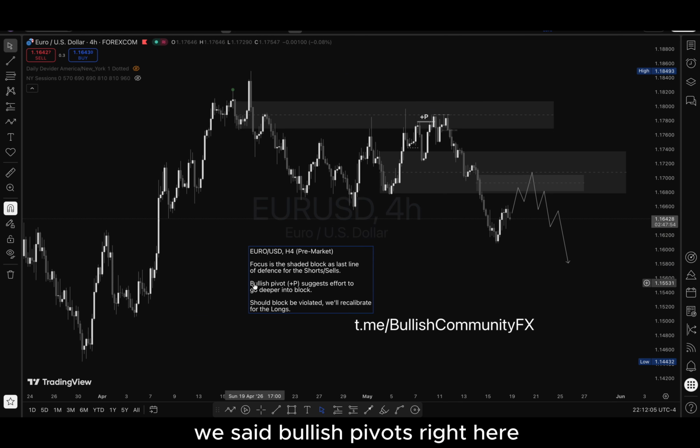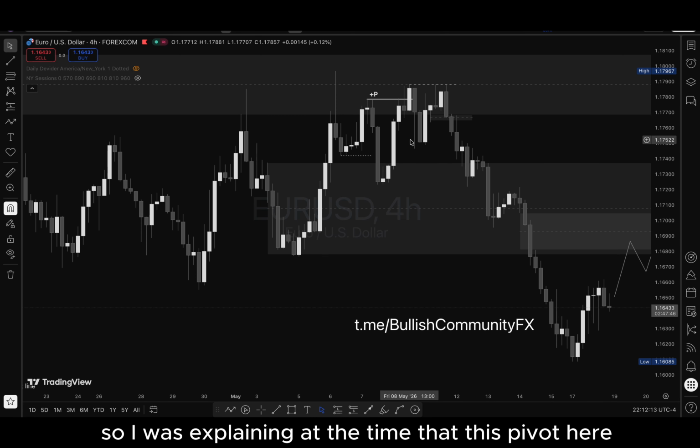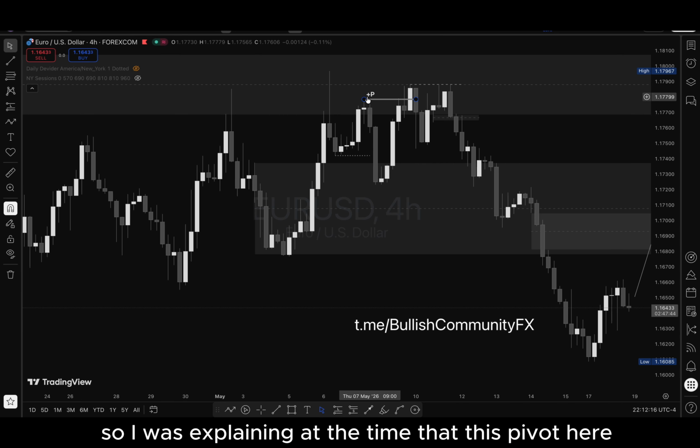We said bullish pivots right here, this suggests effort to go deeper into blocks. So I was explaining at the time that this pivot here, why is a pivot?